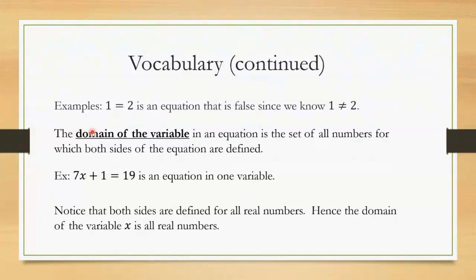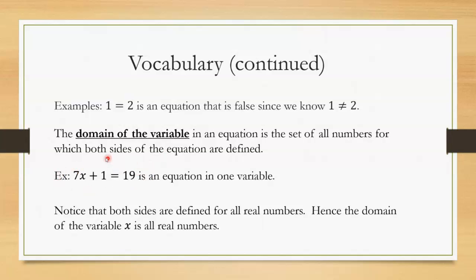There is this notion of the domain of the variable in an equation. The domain of a variable, excuse me, in an equation. And by definition, that's just the set of all numbers for which both sides of the equation are defined. That's just what it is by definition. When I say set, I just mean collection or a group of. So it's the collection of all numbers such that both sides of the equation are defined.